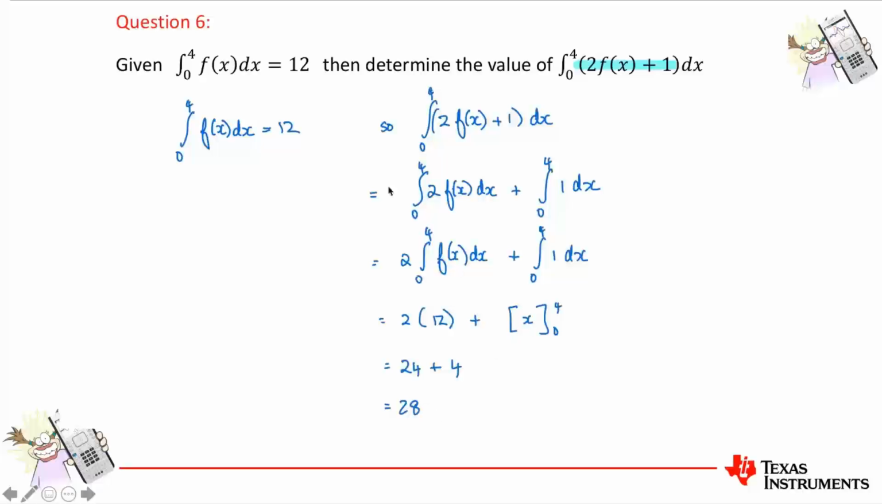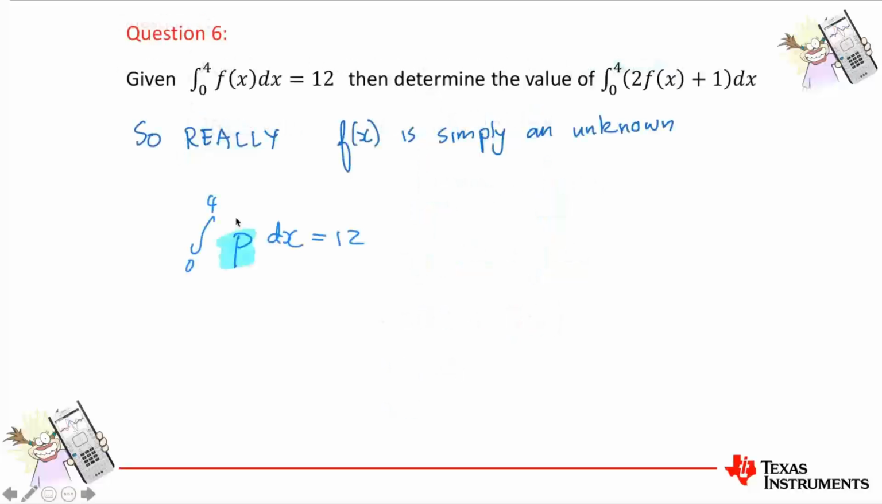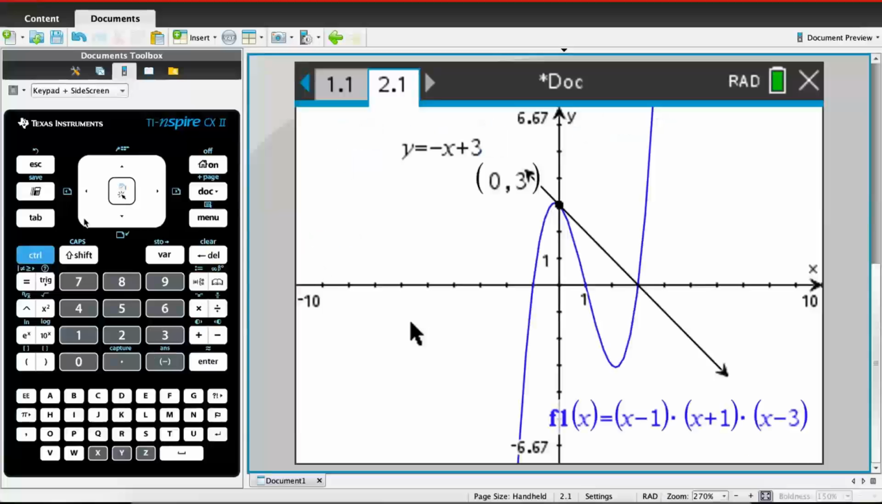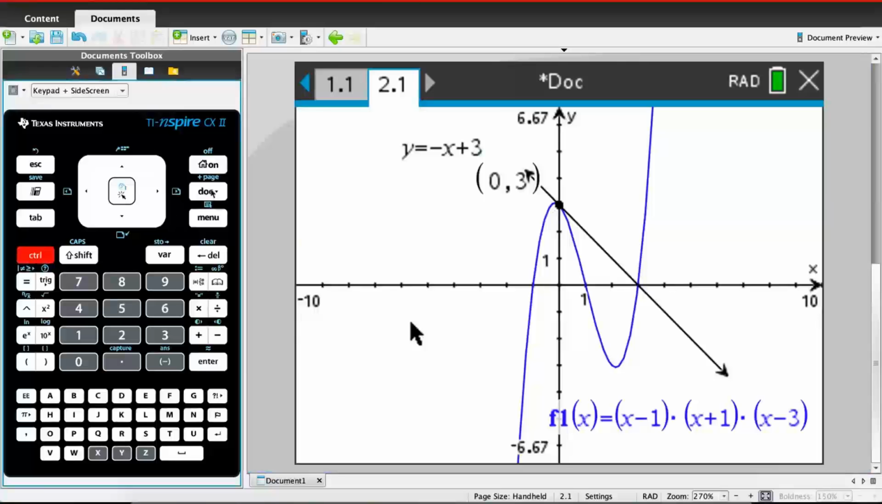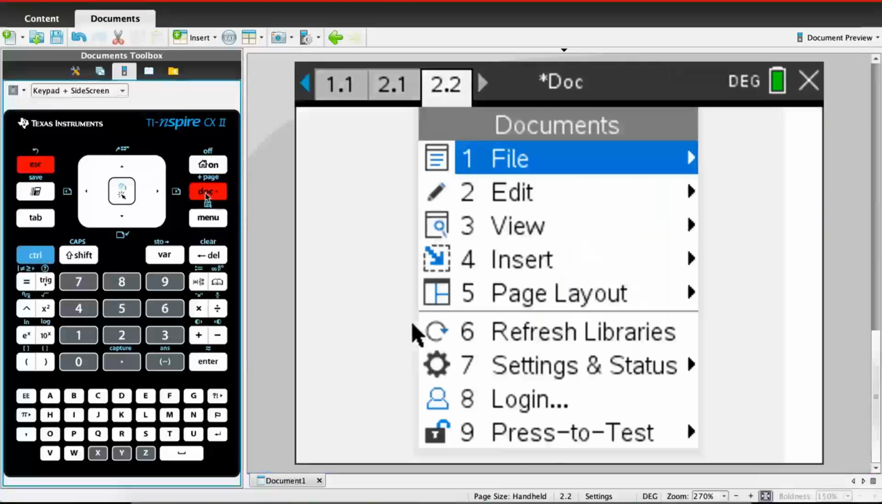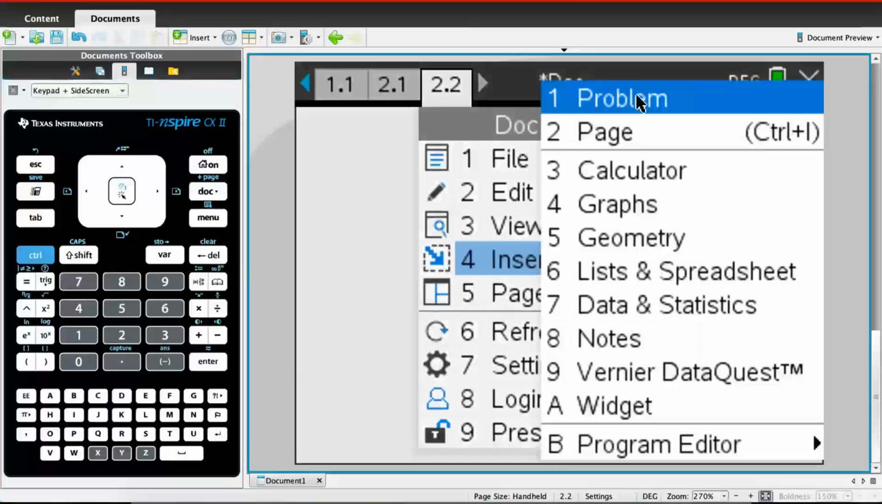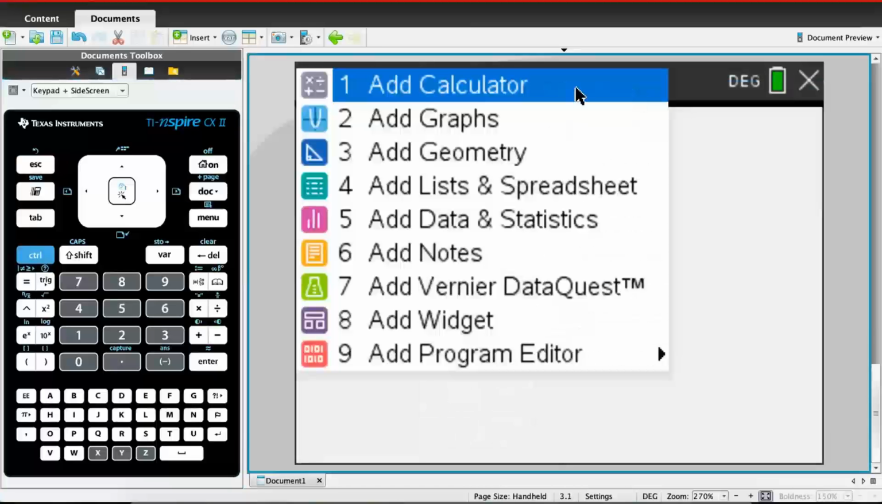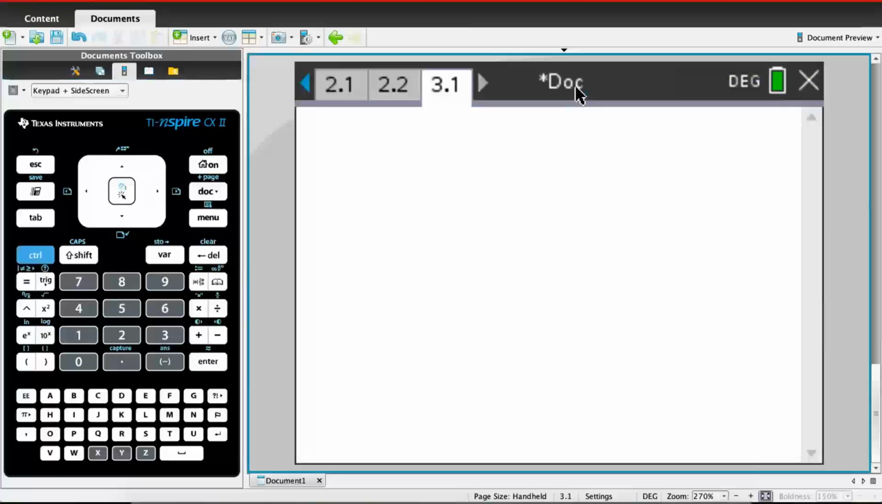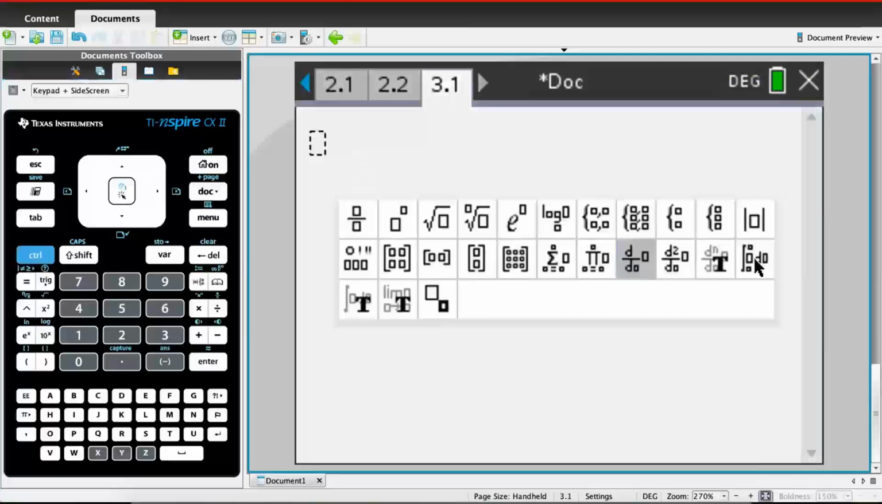Essentially, this integral of f of x dx is just an unknown. If we treat that as an unknown, for example p, we can do that on the calculator really quickly. I'm going to insert a new problem, and in this case I'm adding a calculator. I've decided I'm going to call my unknown p. So let's use the integral template.